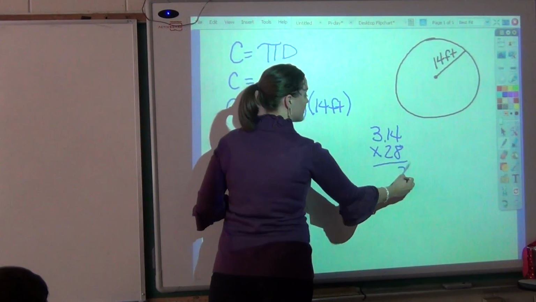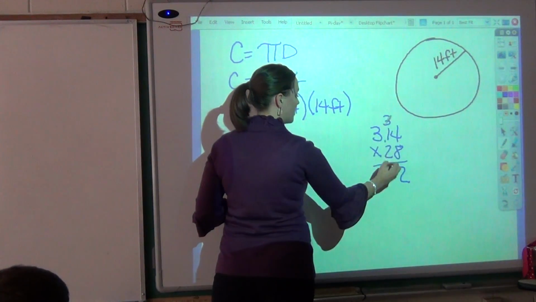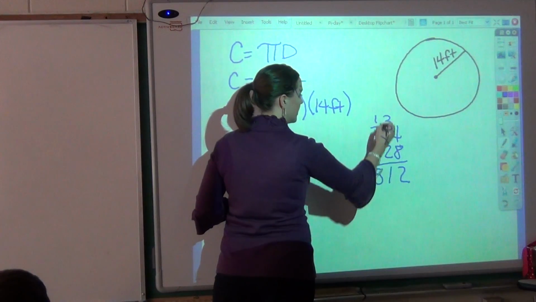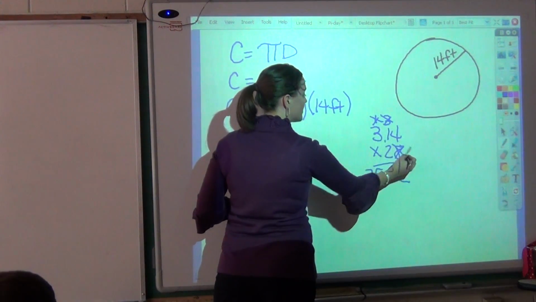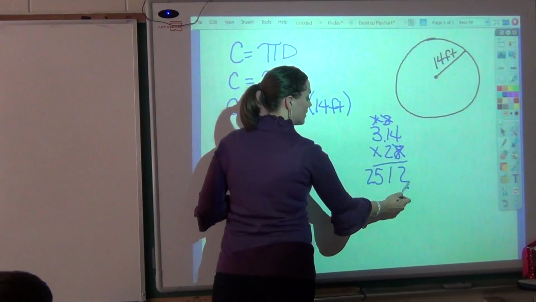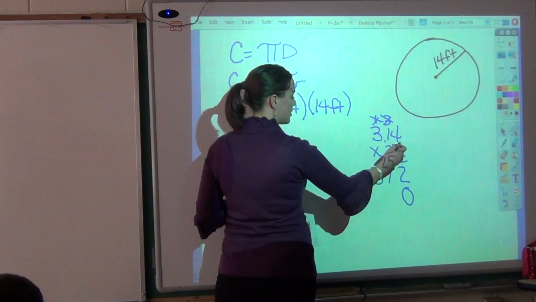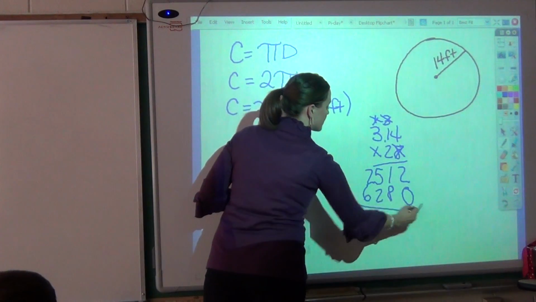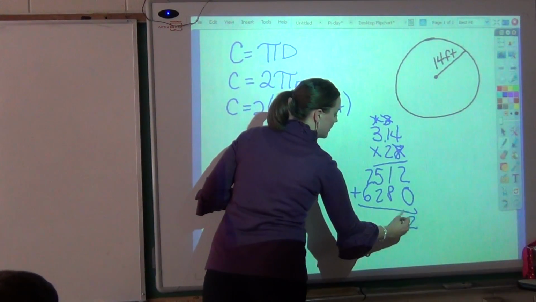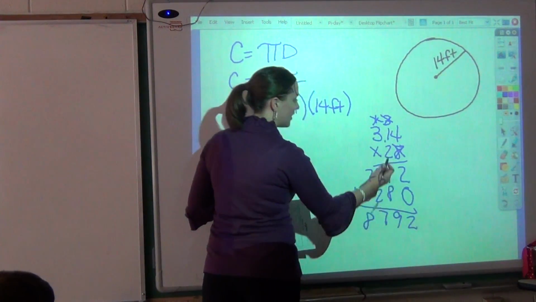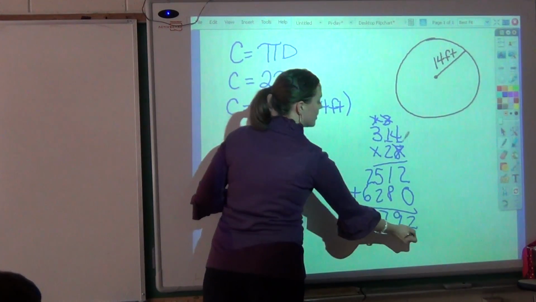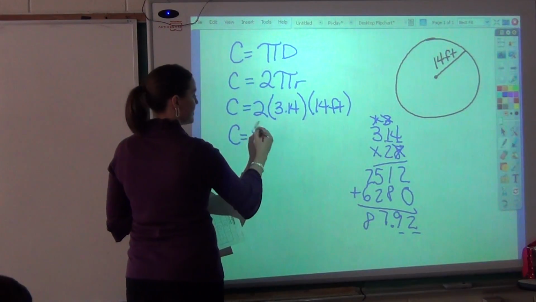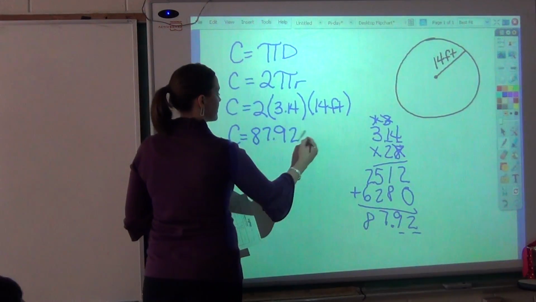All right, 4 times 8 is 32. 8 times 1 is 8. 3 more is 11. 8 times 3 is 24. 1 more, 25. Okay, we've used this, so we're going to put a placeholder. 2 times 4 is 8. 2 times 1 is 2. 2 times 3 is 6. Add on 2, 9, 7, 8. I have 2 numbers to the right of my decimal. So my answer, C equals 87 and 92 hundredths feet.